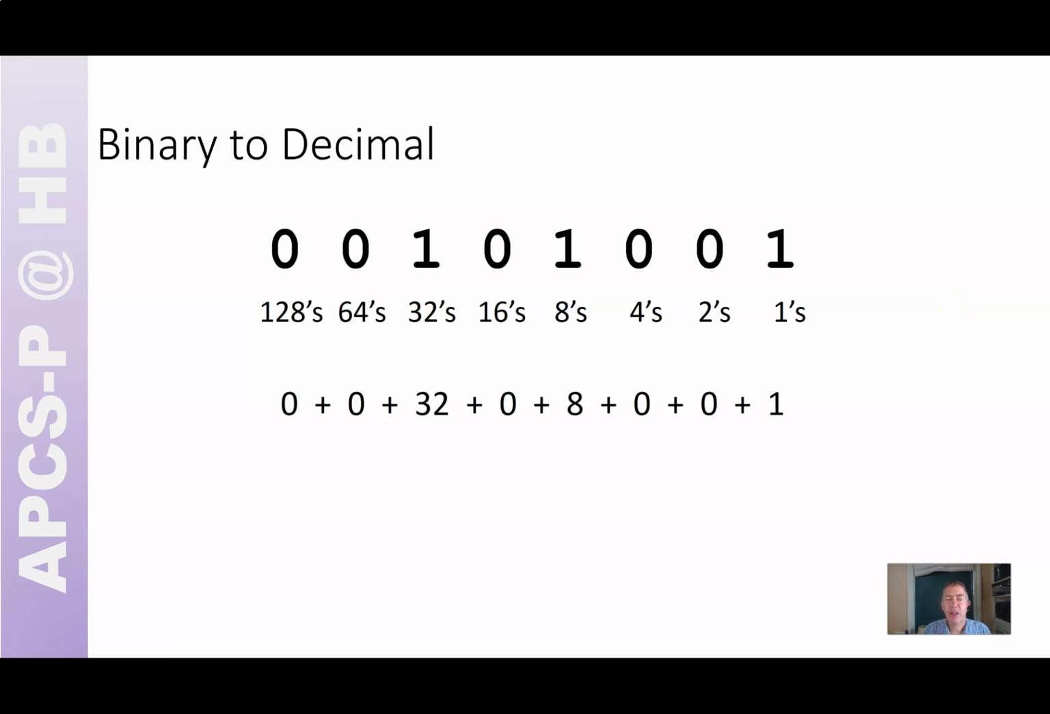This one together has no 128s, no 64s, it has a 32, it has no 16s, it has an 8, no 4s, no 2s, and a 1. So it's 32 plus 8 plus 1, also known as 41. There you go, that's binary to decimal.